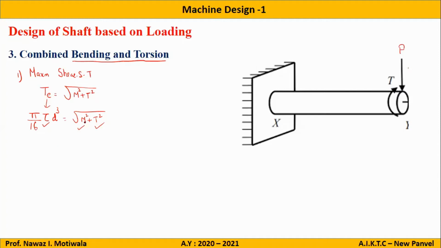Yes, what is unknown? The diameter of the shaft. Tau is known. Again, the diameter of the shaft is unknown. So from here, I will find out the diameter of the shaft based on the maximum shear stress theory. So the maximum shear stress theory will take care of this part, that is torsion.